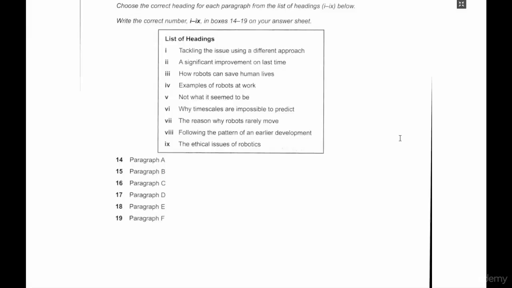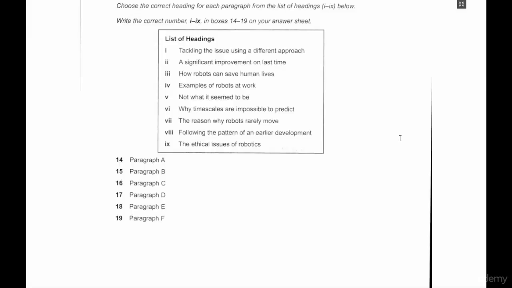A significant improvement on last time. No. How robots can save human lives. No. Examples of robots at work. Again, we're just going off our topic sentence. If we know our topic sentences well, we can always find the right answer. Not what it seemed to be. There's our answer. Number 5, not what it seemed to be. That's our answer right there.